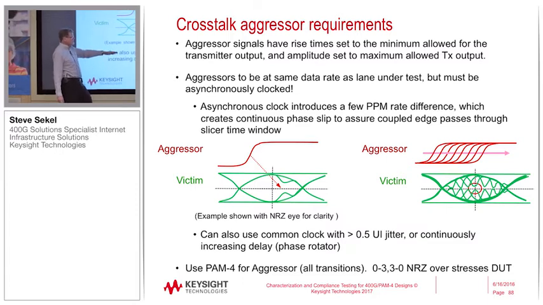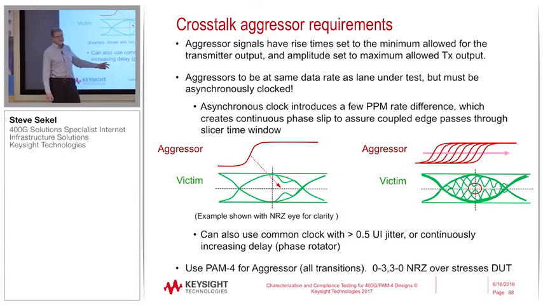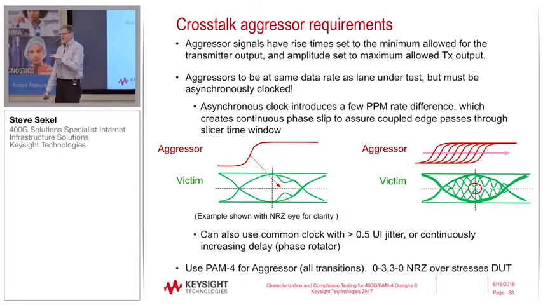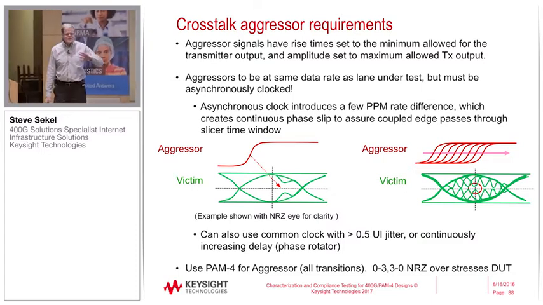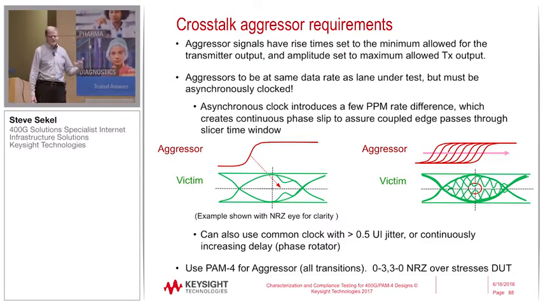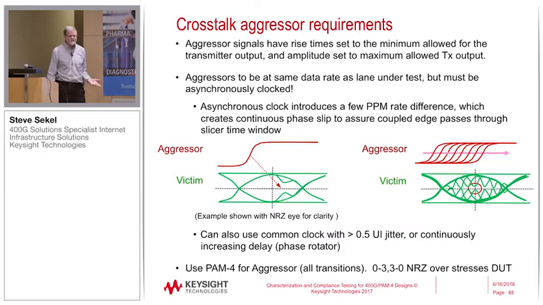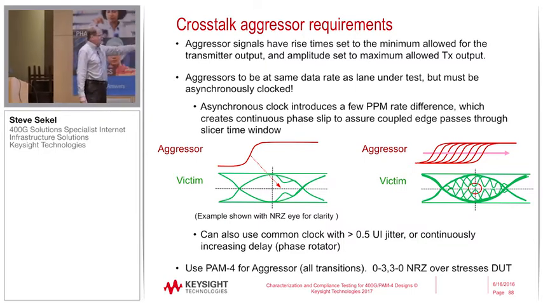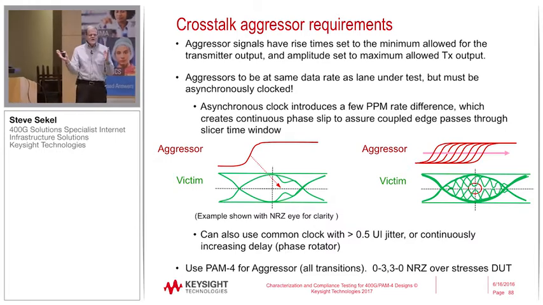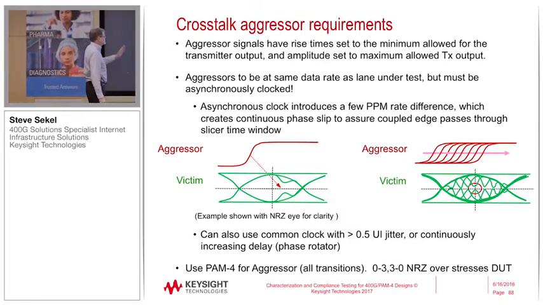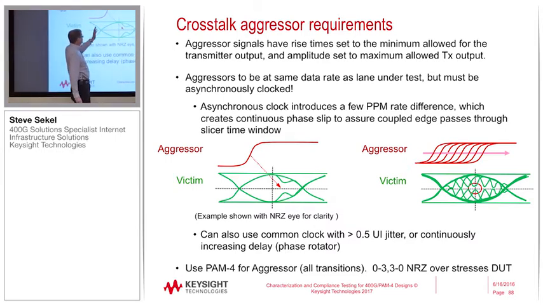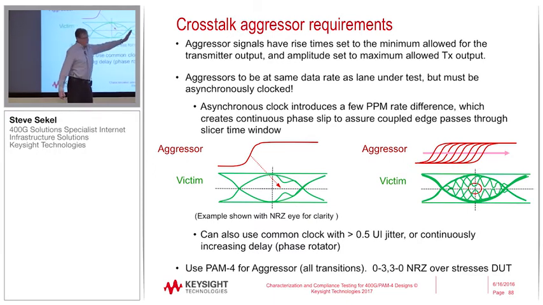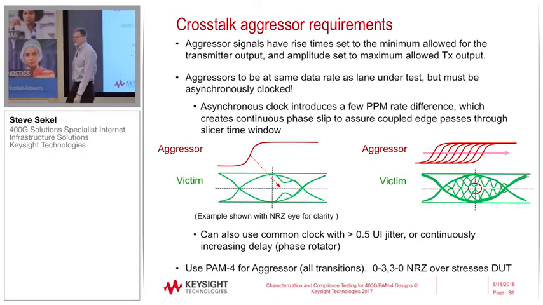It is a synchronous clock, but they put an IQ modulator in one of the paths, and they can program it to constantly slip in phase, so it's constantly rotating in phase, and that does the same job. So you can kind of get around that requirement. Basically all you want to do is make sure that you're dithering that coupling edge, so where it occurs, it covers at least one unit interval.